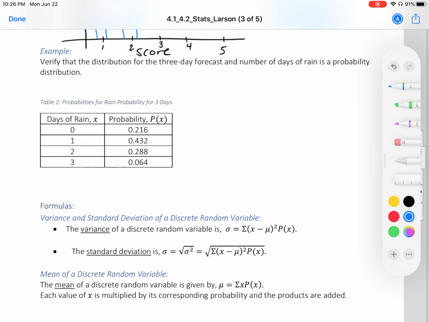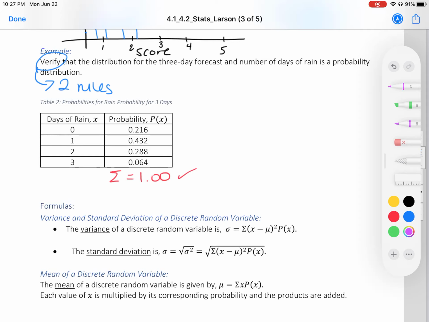Next example: verify that the distribution for the 3-day forecast and number of days of rain is a probability distribution. To verify, I need 2 rules. Do you recall those 2 rules from the very beginning? One is that the sum of all my probabilities is equal to 1. If it's over 1, it's not okay. It needs to be exactly 1. If you take the time to punch this in your calculator, you see that it works out. I get 1 as a sum. Cool, that's one of my rules.